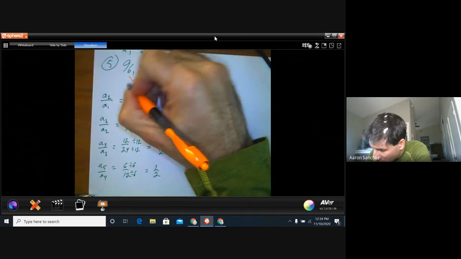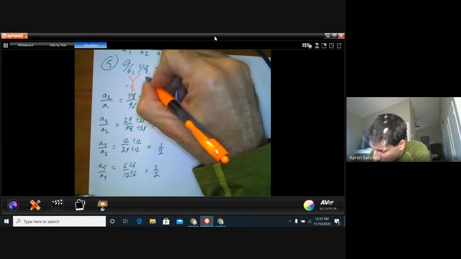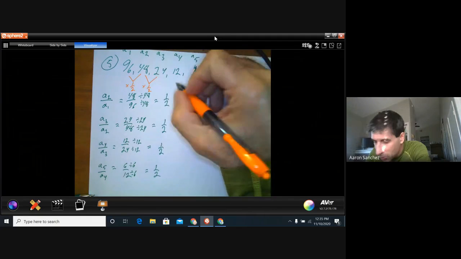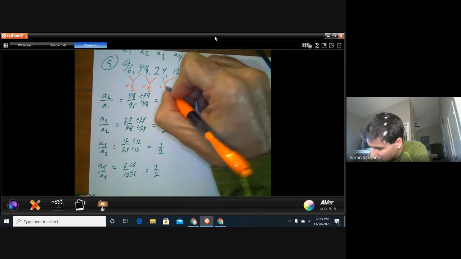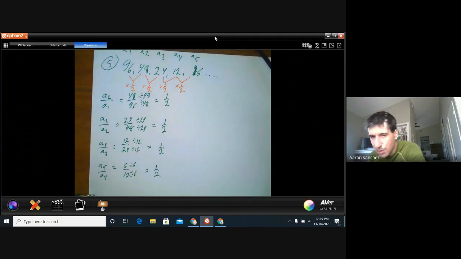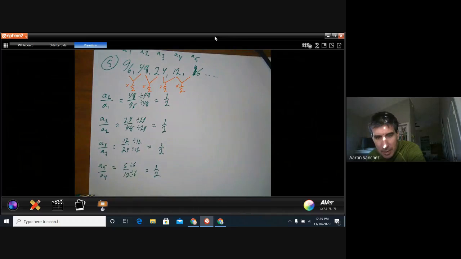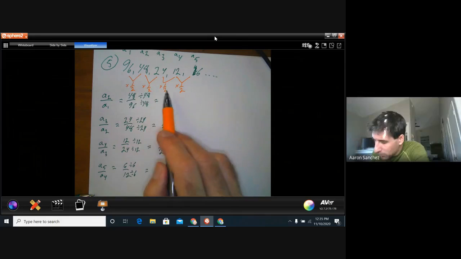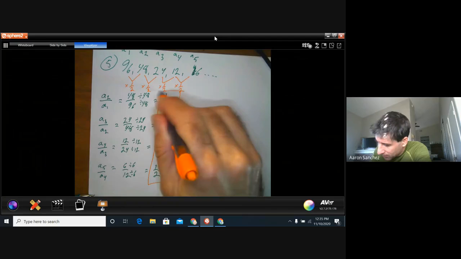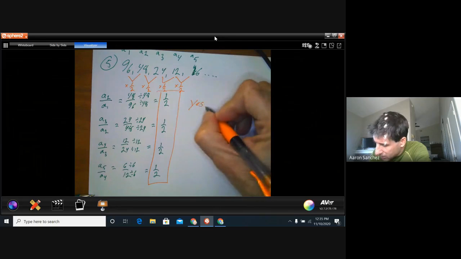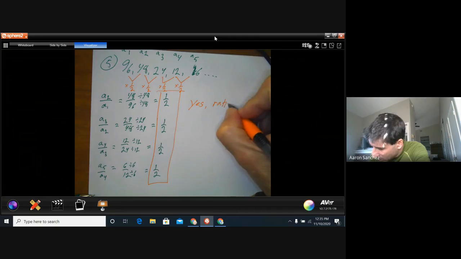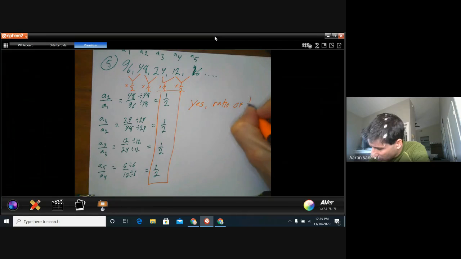But what that shows is my ratio, 48 times 1/2 is 24. 24 times 1/2 is 12. 12 times 1/2 is 6. Because this is all times 1/2 times 1/2 times 1/2 times 1/2, and my ratio is consistently 1/2. Yes, it is a geometric sequence because it has a ratio of 1/2.